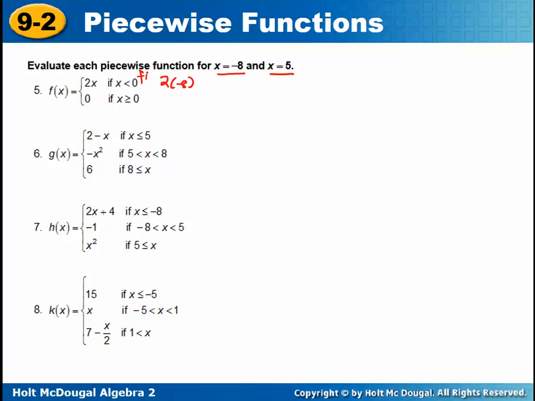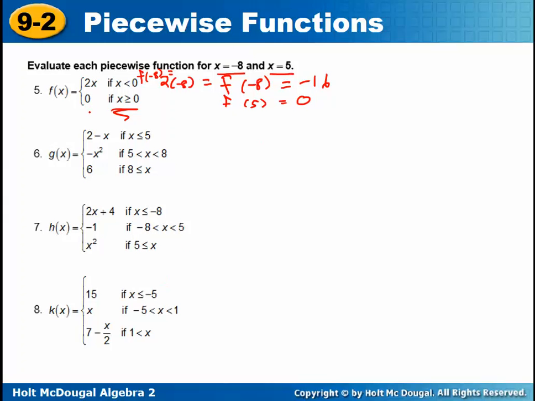I'm going to write f of negative 8 equals, and then you'd simplify that and you'd get that f of negative 8 is equal to negative 16. When x equals 5, then we'd have to use the second part because that means x is greater than or equal to 0. 5 is, so f of 5 is just 0. There's nothing to multiply, it's just a constant.